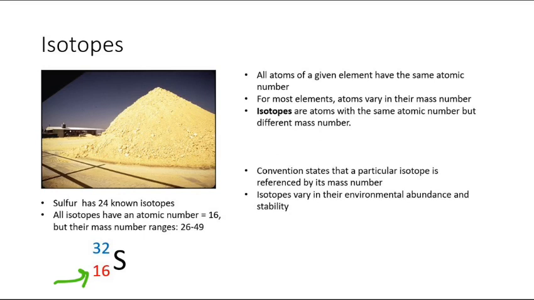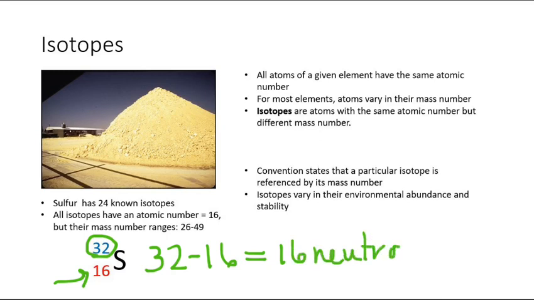Since neutrons contribute to the mass of the atom roughly as much as protons, you'd expect these isotopes to also vary greatly in their mass. In the case of this particular isotope I've written out here, we have a 32 as the sum of the protons and neutrons. So this particular isotope of sulfur would have 32 minus 16 equaling 16 neutrons in its nucleus.